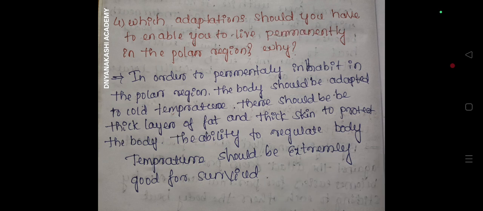Okay, all of you, a very important question here: adaptation and living classification. These questions arrive in your examination. That's why you need to study these questions also. Please write them down in your notebook. This is very useful to write in your examination.